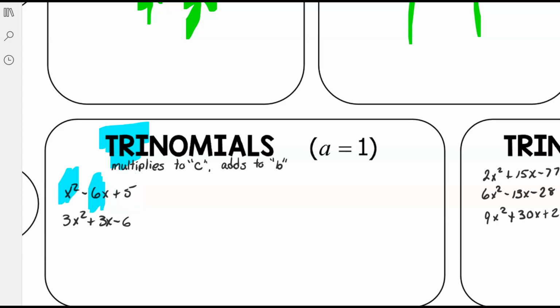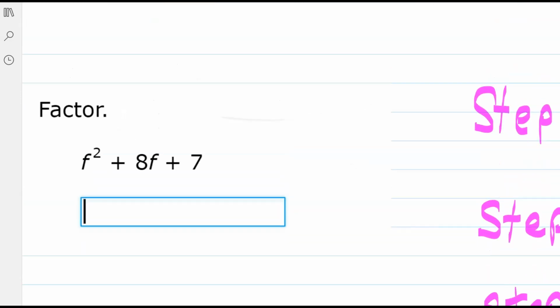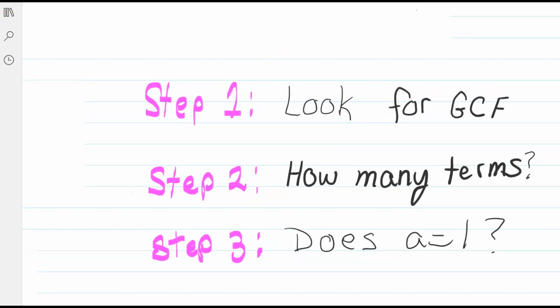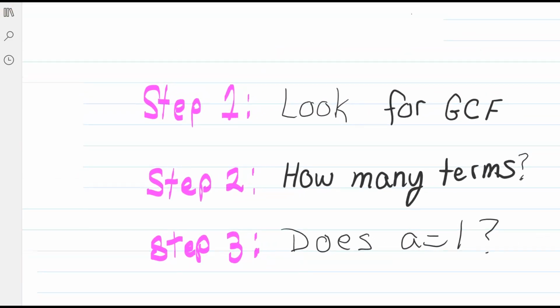I'm just going to go back because I don't want to have that on there. Your first step to finding out how you're going to factor is you're going to look for a GCF. Not only are you going to look for it, but then you're going to actually apply it, pull out the GCF. We already did that. But every step's going to be the same. Every time we do it, we're just going to be looking for it.